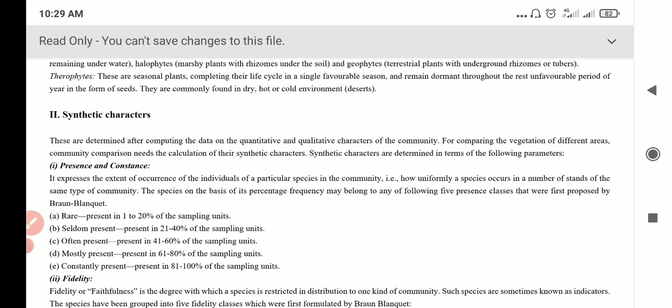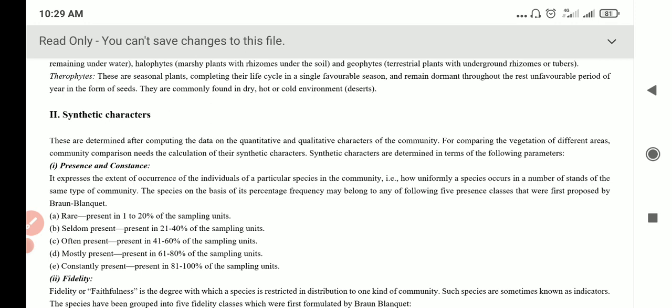And then we have to use statistical tools. We'll be using statistics to understand the overall idea of the community. Okay, is it rich or is it sparse? So this is just your general introduction about synthetic characters, where we use computers and higher statistical analysis to get an overall idea. Okay, so not just the frequency, not just the density, not just the abundance, we'll be calculating all of these characters together, clumped together.